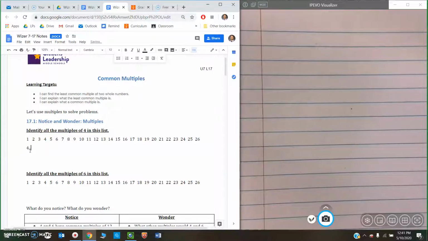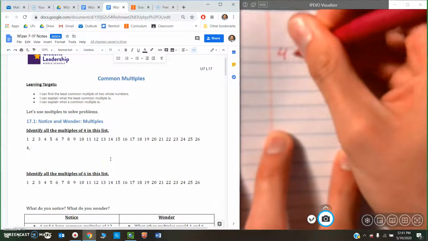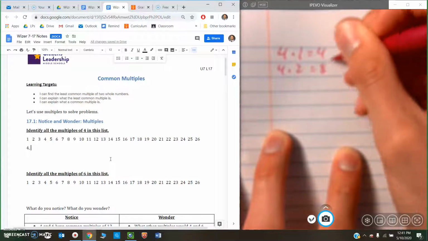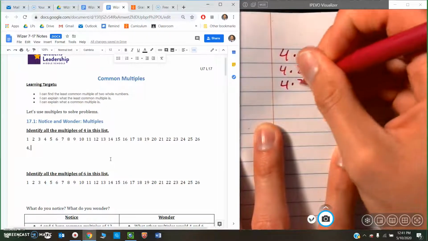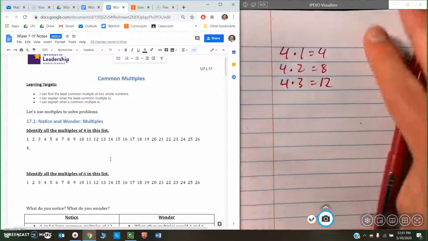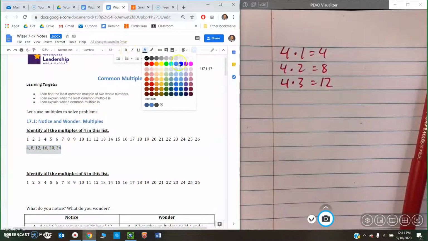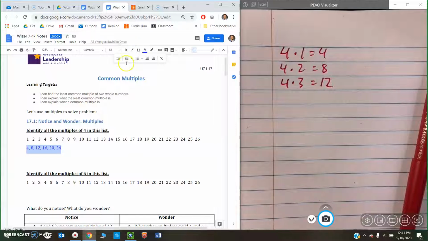So 4 is obviously a multiple of 4, right? 4 times 1 is 4. 4 times 2 is 8. So 8 is a multiple of 4. 4 times 3 is 12. So that is a multiple of 4. So I'm just going to put my list down. 4, 8, 12, 16, 20, 24. And those are the only ones from that list, because that list stops at 26. So here is our list of multiples for 4.